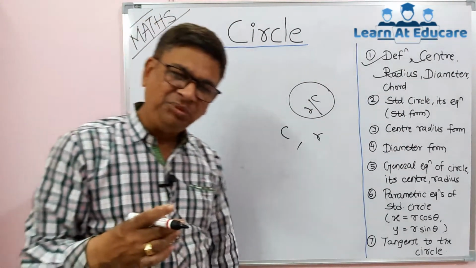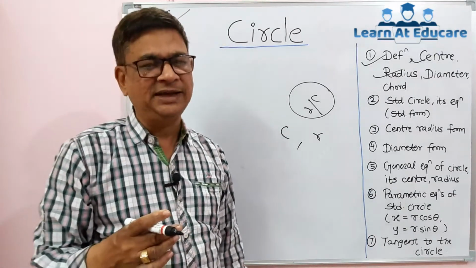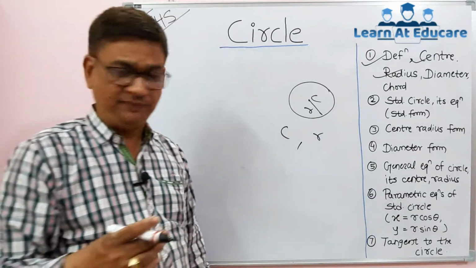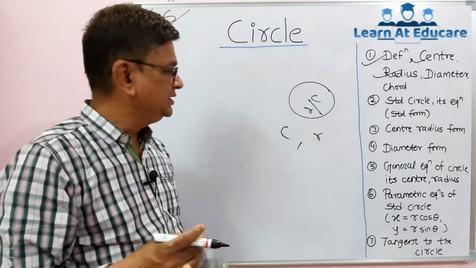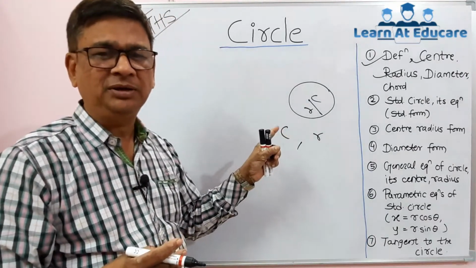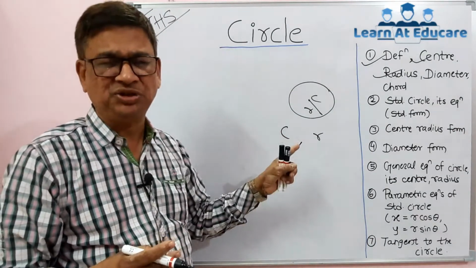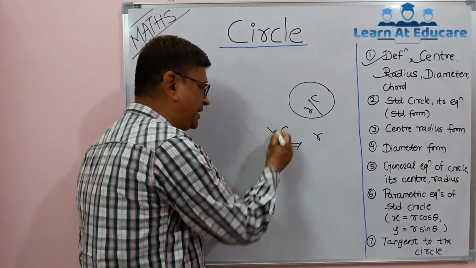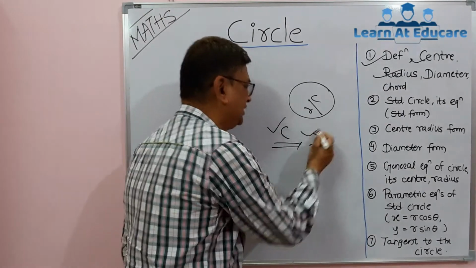Its definition can be given in terms of locus also. As you know, locus is the set of points which satisfy a certain geometrical condition. How is a circle defined then in terms of locus? It is like this. A circle is the locus of a point such that each point is at the same distance, that is called a fixed distance, from a fixed point. That fixed point is called the center, denoted by C, and that fixed distance is called the radius, that is R.